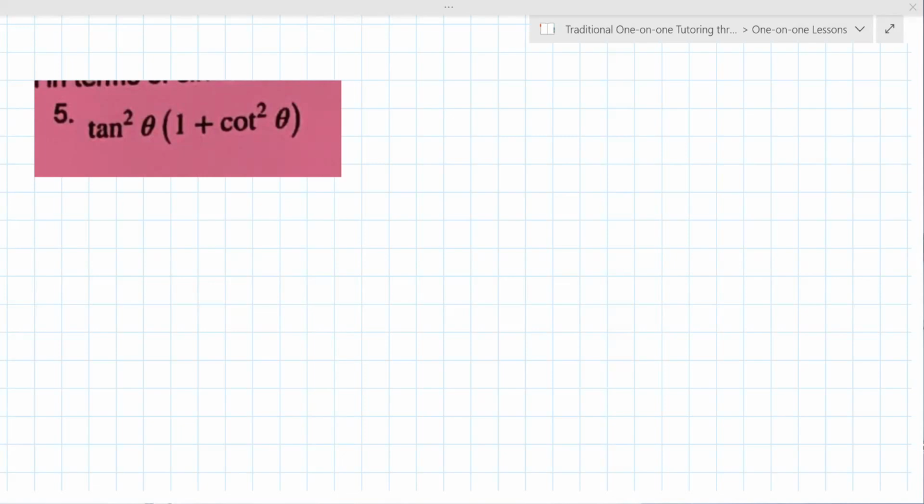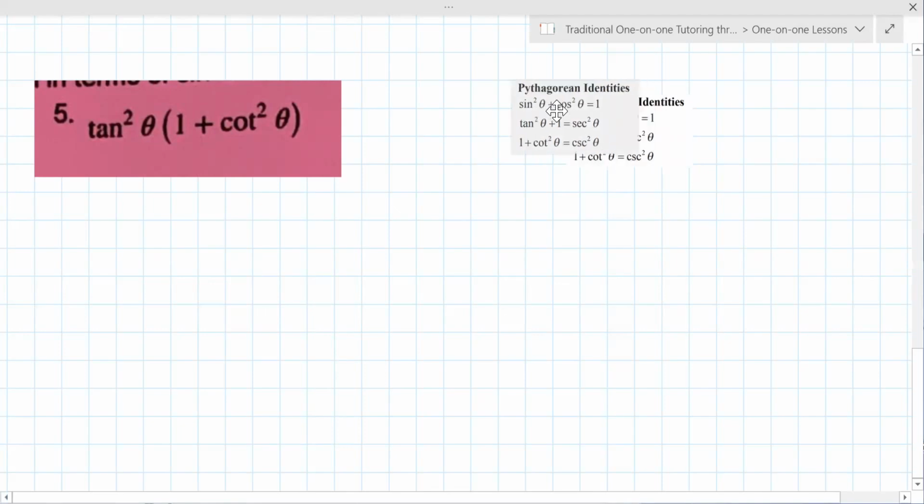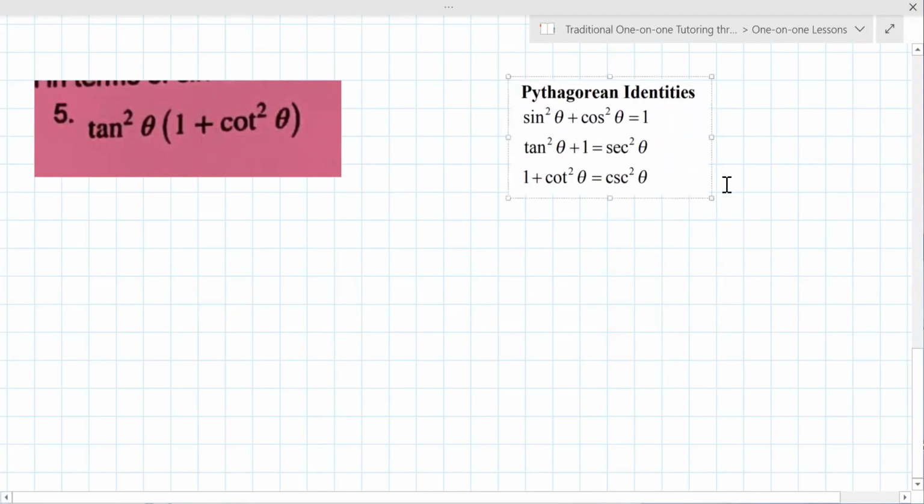There are 3 Pythagorean identities, and the one that we care about here. I know it says to write everything in terms of sine and cosine, but you definitely want to use these identities first. What you're looking for is whenever you see a squared and a 1 plus a square, and sometimes a 1 minus. So your 1 plus cotangent squared is cosecant squared theta.